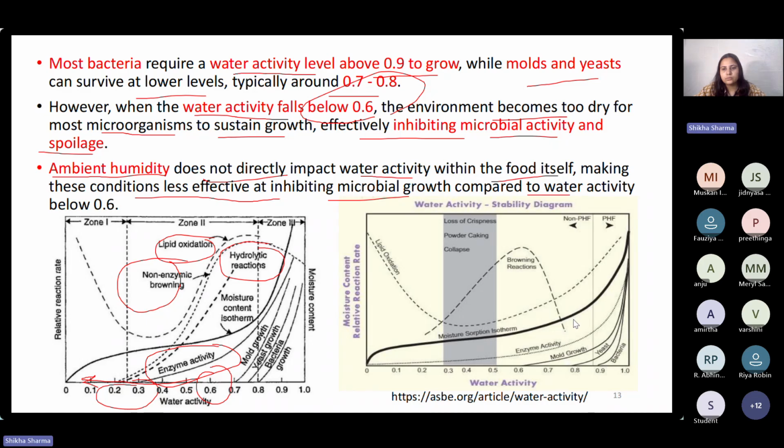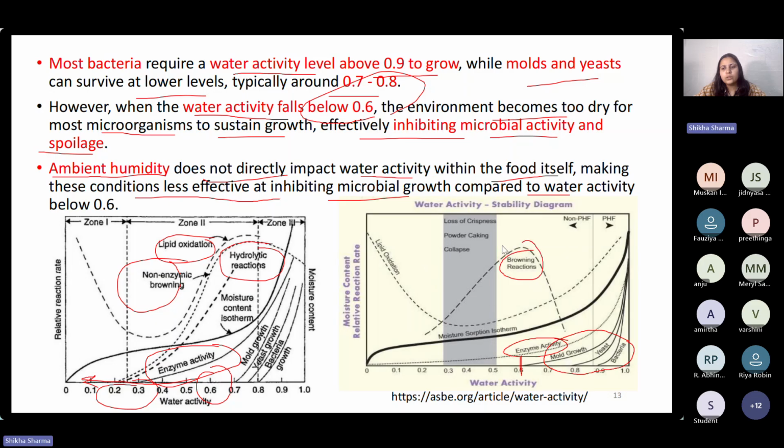So we need to basically maintain water activity such that the growth of mold, yeast and bacteria is inhibited. So like this, we are keeping 0.6. So their growth is inhibited and a little bit of enzymatic activity we can observe. Also, we can observe other reactions like browning.